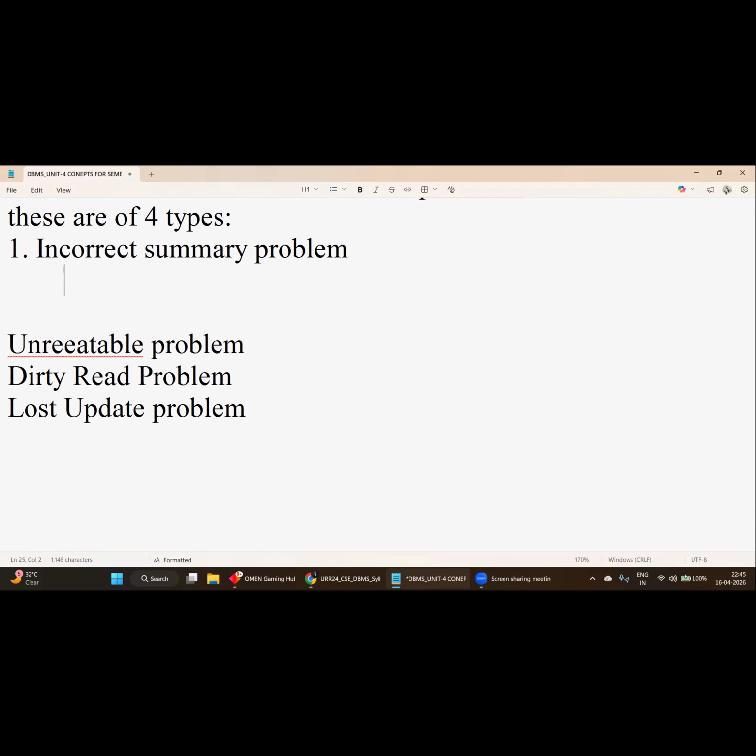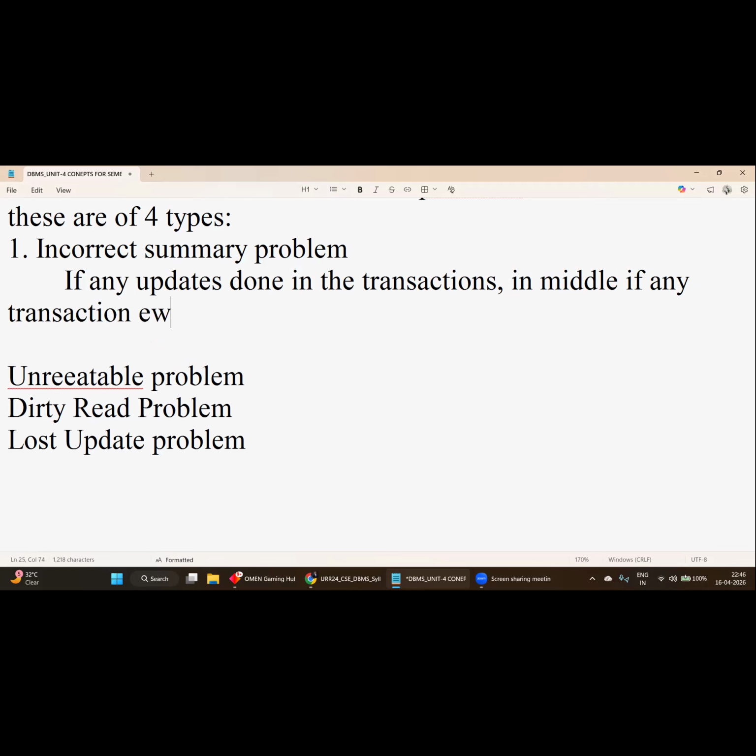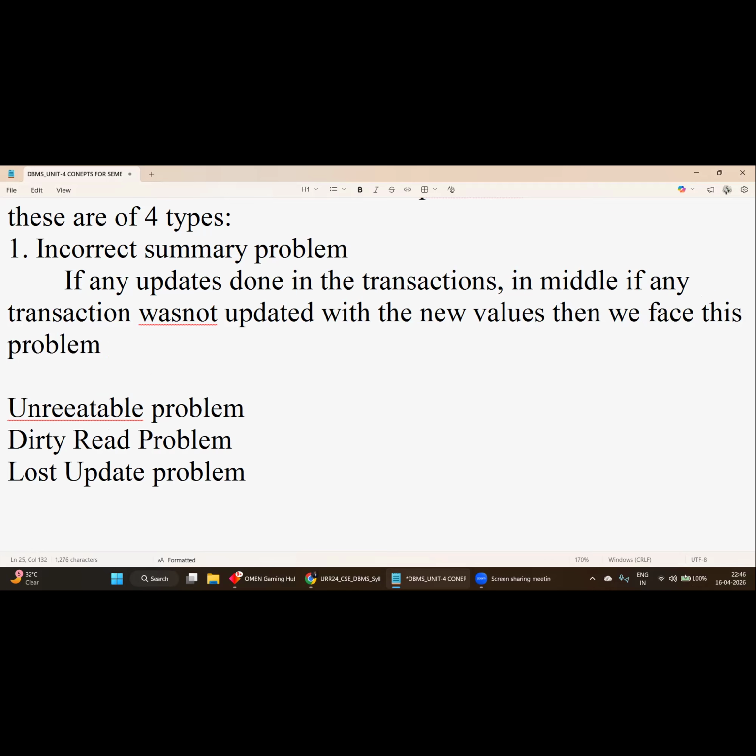Incorrect summary problem means if any updates done in the transactions in the middle, if any value was not updated with the new values, then we face this problem. Okay, let us take an example.